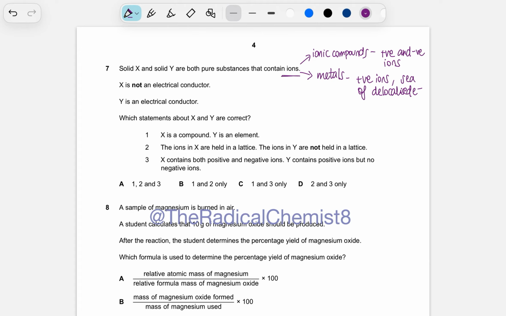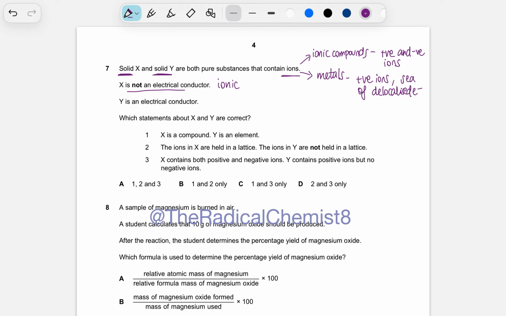So in this case, it says X is not an electrical conductor. One thing we need to make sure we fully read is that both of these are solid. So remember, if you have a solid that is not an electrical conductor and it contains ions, this is probably your ionic compound, because ionic compounds do not conduct electricity when solid.